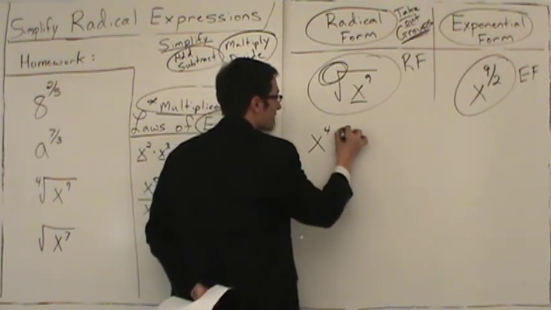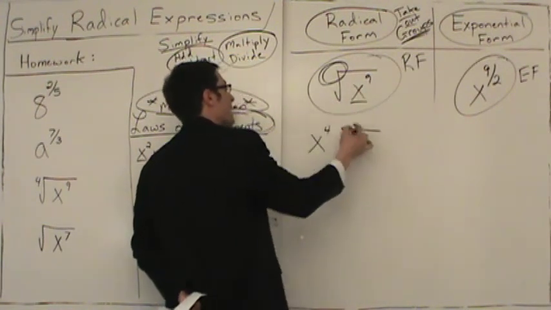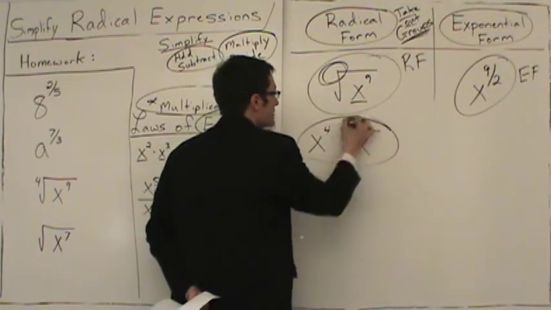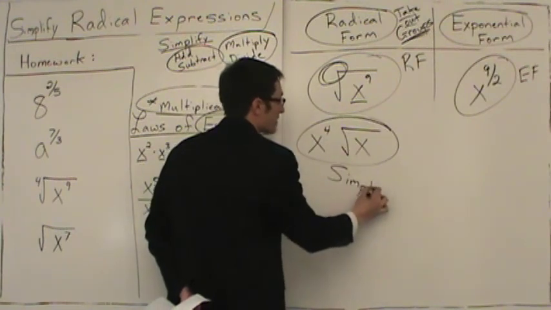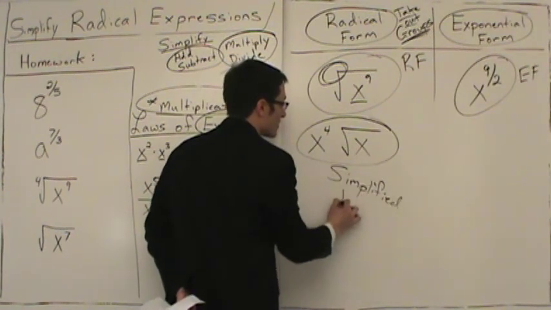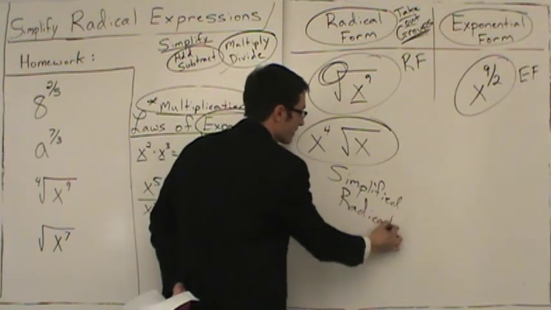So how many x's are left under your square root? Well, if you took 8 out, there's only 1 left. And this is your simplified radical form. Simplified radical form, the most important form on the board.